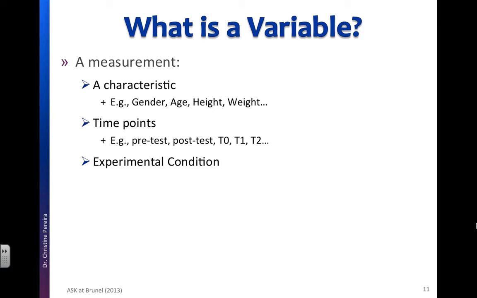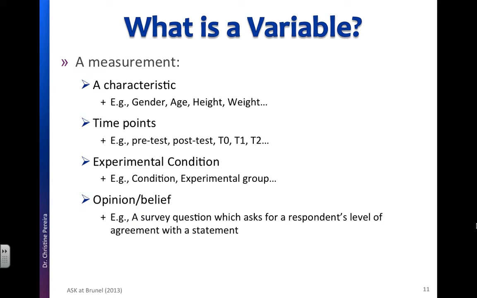The next one is an experimental condition. So for example, if I've got a group of participants and I split them up into say 2 or more experimental groups, that means I need a variable which denotes which experimental group or condition they were allocated to. It could be an opinion or belief, say from a questionnaire. So I could ask for a participant's level of agreement with the statement, or a level of satisfaction, etc. There's lots of other things that could be measurements for variables. These are just a few of the most common that I see amongst students.